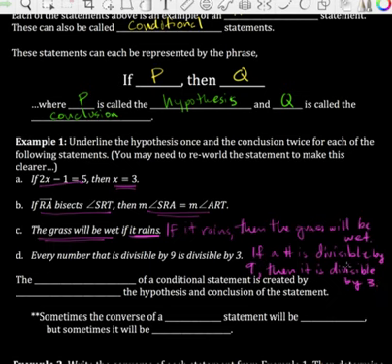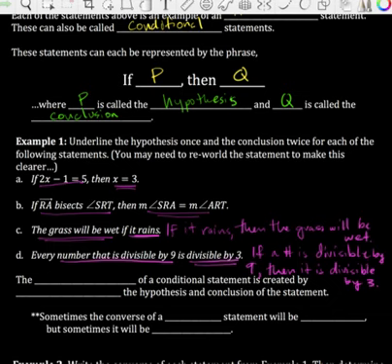It's this idea that a number is divisible by 9. So I'm going to underline that once. What will be true if that thing is true? Well, then that number will be divisible by 3. So that's just identifying a hypothesis and a conclusion.